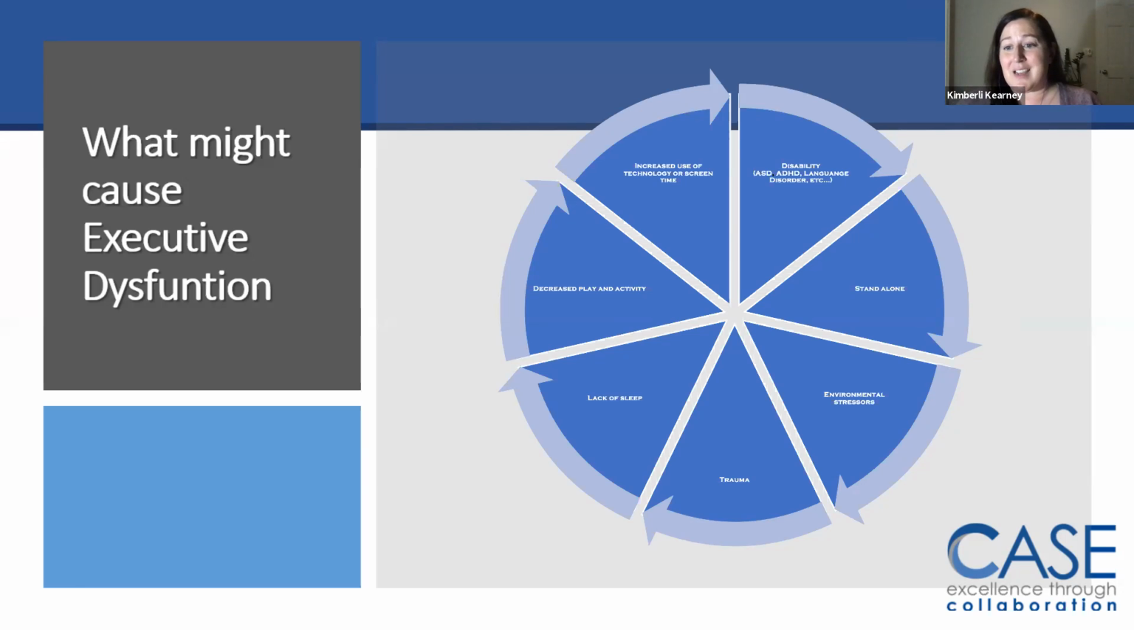Environmental stressors, things like a worldwide pandemic or an election might be causing some stress in your life. Trauma, and things that kids right now seem to be facing: decreased play and activity and increased use of technology or screen time. So these are just some of the things that may cause executive dysfunction. And all of our levels of executive function are variable day to day. We all have different access throughout our lifetimes, and we all have experienced that. We have days where we are on and we have days that we are off. And those days that we are off are the days that we're experiencing some of that executive dysfunction.